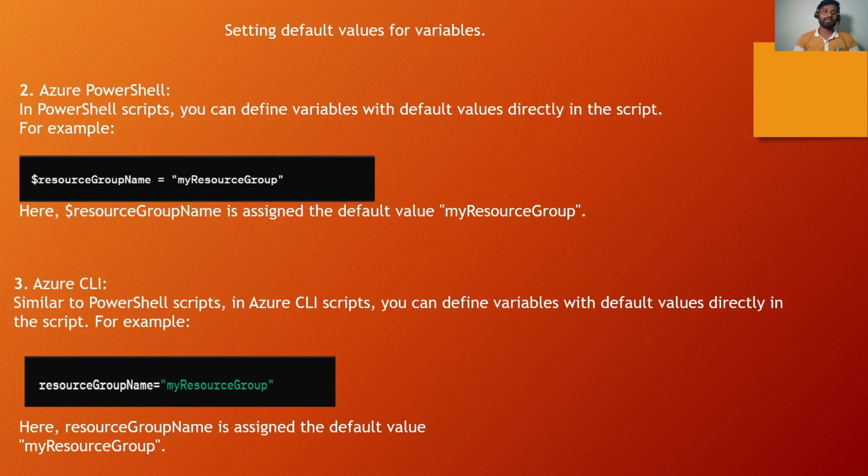Then third is Azure CLI. Using Azure CLI, it is the same as PowerShell. So using Azure CLI also we can do this. Resource group name is assigned the default value my resource group name here.